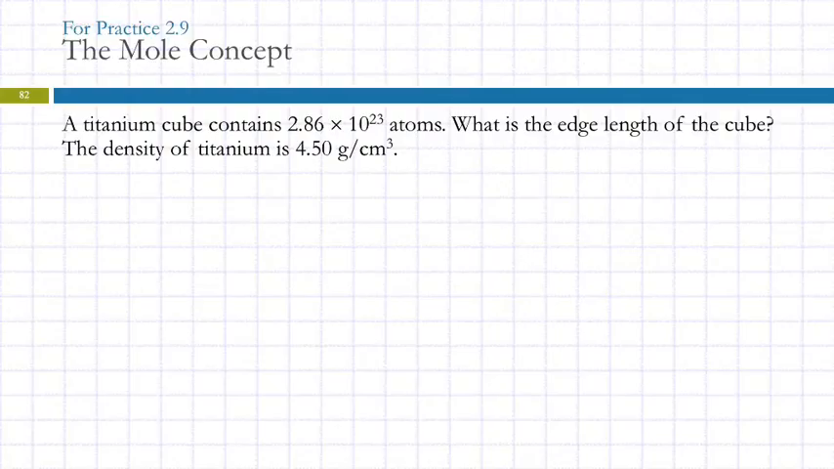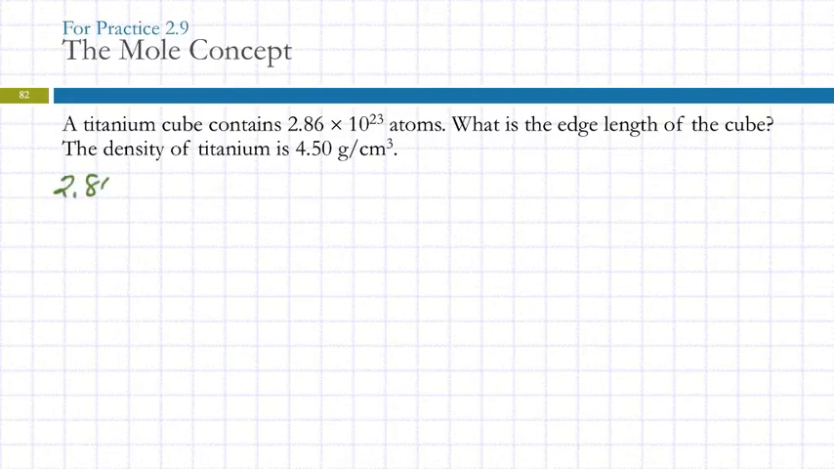Okay, a titanium cube contains 2.86 times 10 to the 23rd atoms. What is the edge length of the cube? The density of titanium is 4.50 grams per cubic centimeter. Well, that's different, right? This is more of a problem that we have to think about and solve. So it's good to write the numbers down. That's always a good place to start.